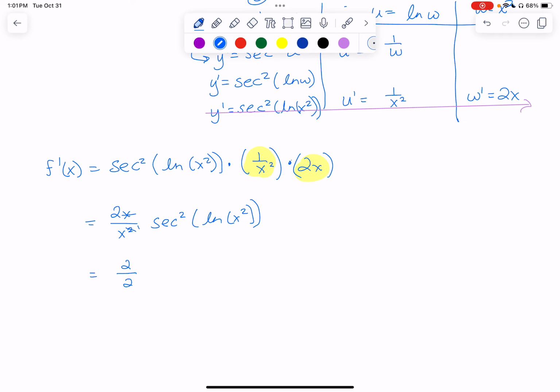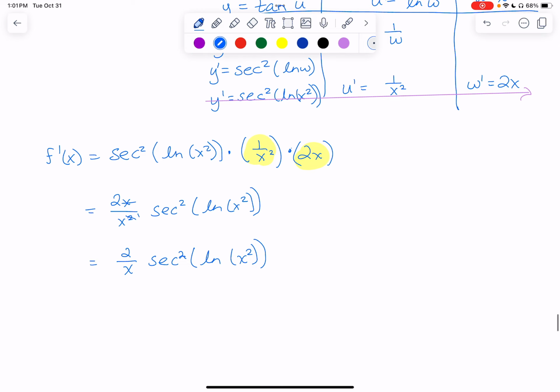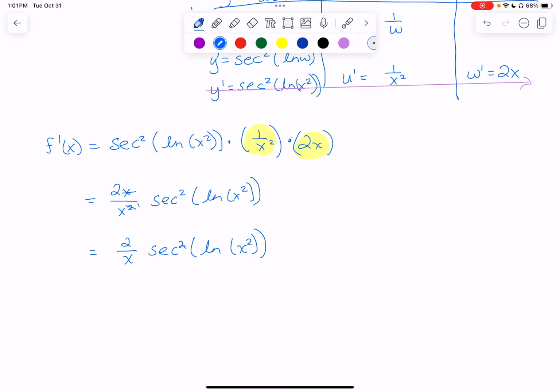Oops, that's not an x. Secant squared, and then natural log of x squared. And we're done. If you want to write the 2 and the secant squared term together on the top in the numerator, feel free to do that. You're more than welcome to do that.